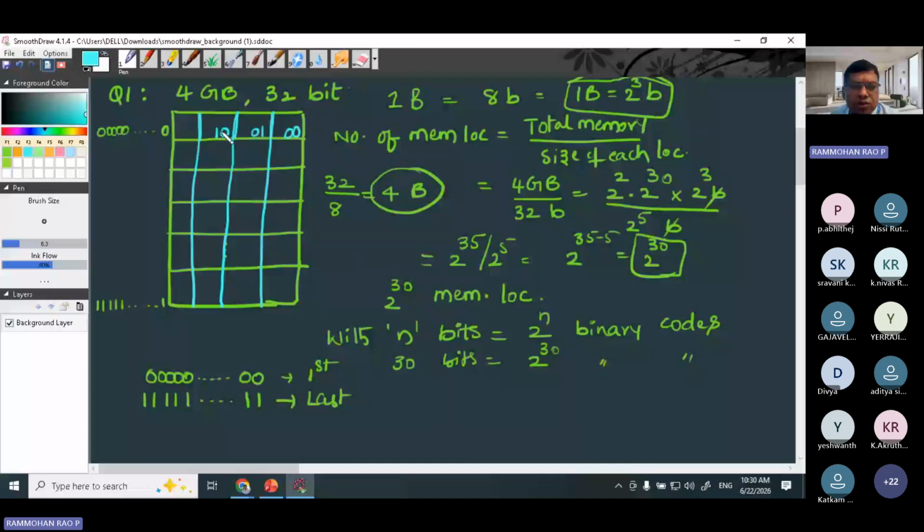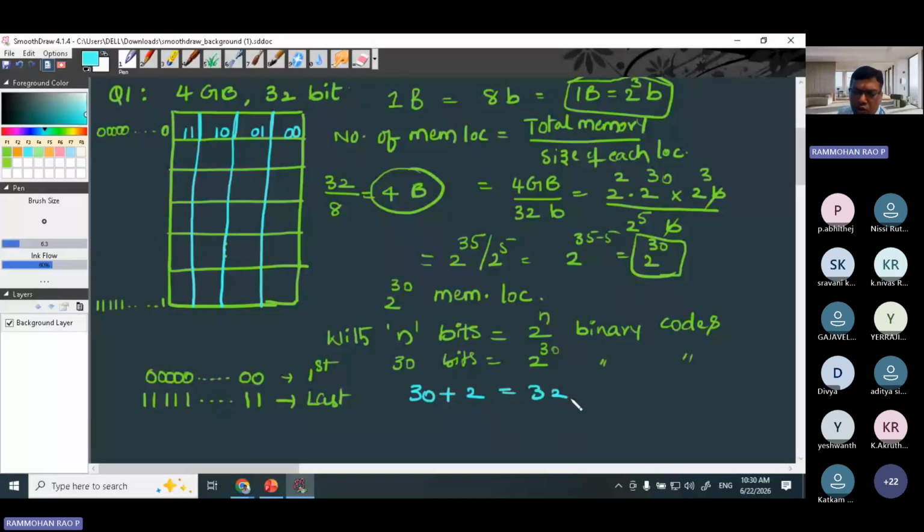So if you look at this one, the 30-bit address will take me to a memory location. Another 2 bits will tell me in that memory location which cell you want. So the answer is 30 plus 2, 32-bit binary address.